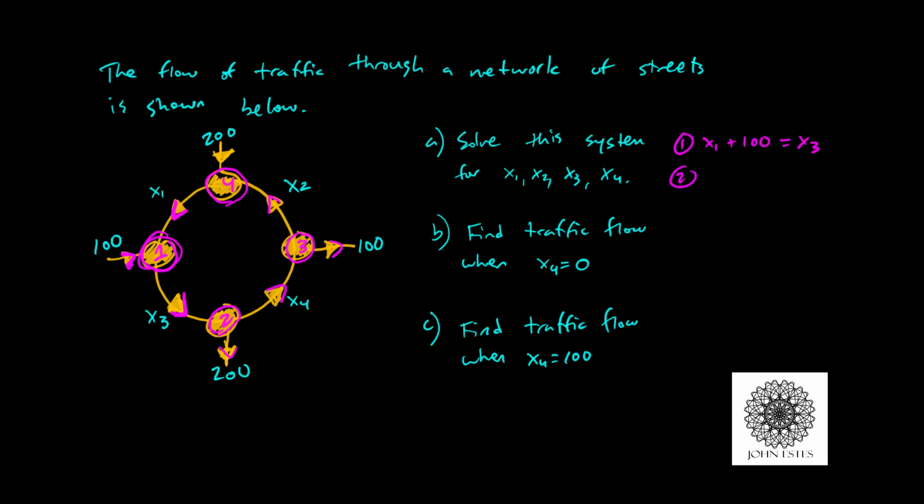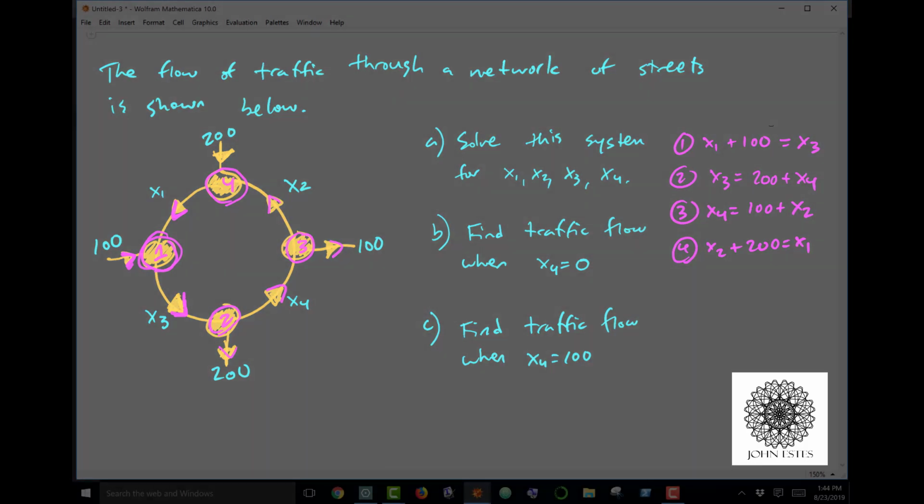Our second equation, so around intersection 2, we have one input, x3, and we have two outputs. So that's 200 plus x4. 200 plus x4 equals x3. Looking at intersection 3, I have one input, which is x4, and I have two outputs, 100 and x2. And then lastly, I have two inputs, x2 plus 200 equals x1. So in part A, when it says solve the system for x1, x2, x3, and x4, that's exactly what we mean. Alright, now let me show you how to do this in Mathematica.